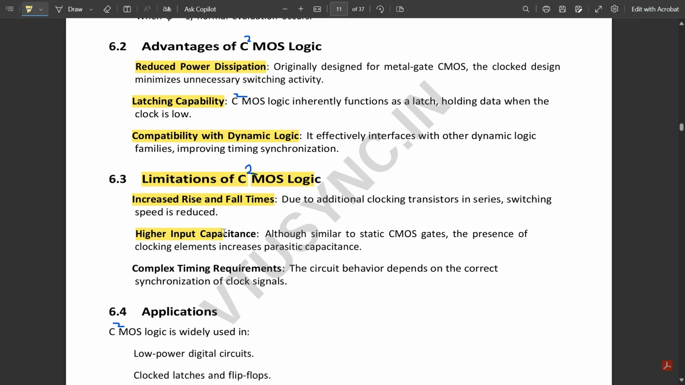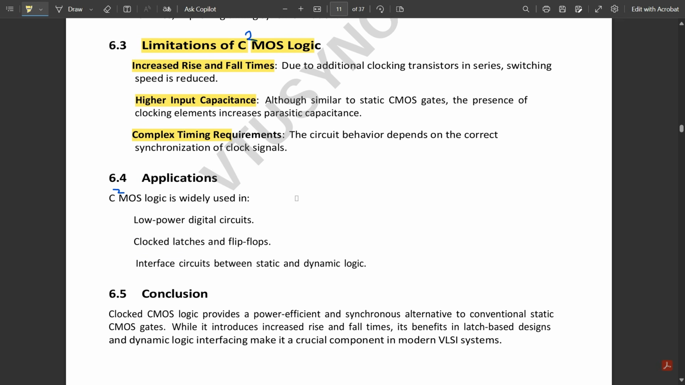Next, we have higher input capacitance. Although it is similar to static CMOS gates, the presence of clocking elements affects the parasitic capacitance. Next is complex timing requirements. The circuit behavior depends on the correct synchronization of the clock signals. These are some of the advantages and limitations of C²MOS logic.